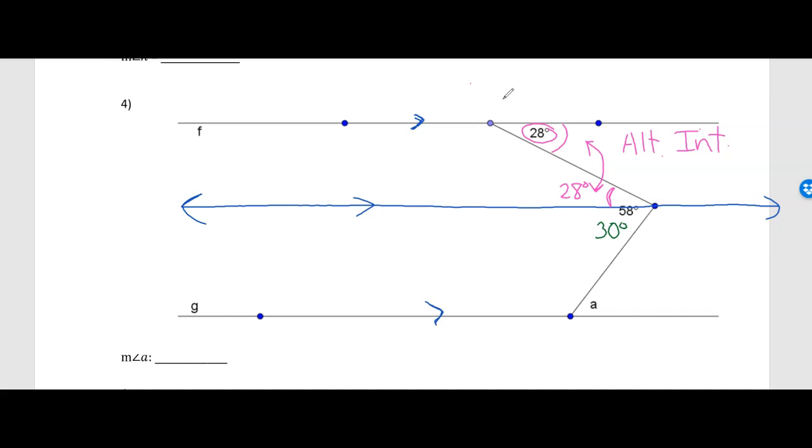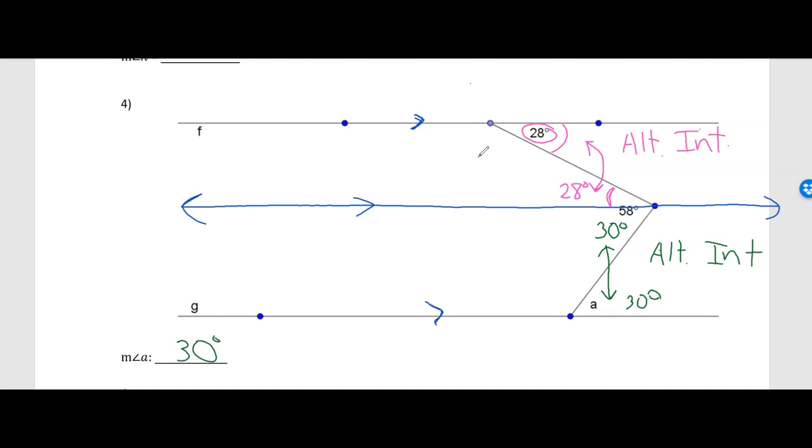Let's look down at the bottom part of this now. I have these two angles right here. Again, these are familiar relationships now at this point, because these are both alternate interior again, which means angle A also must be equal to 30 degrees. So measurement of angle A, 30 degrees.